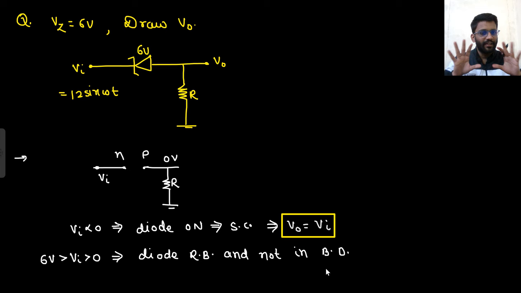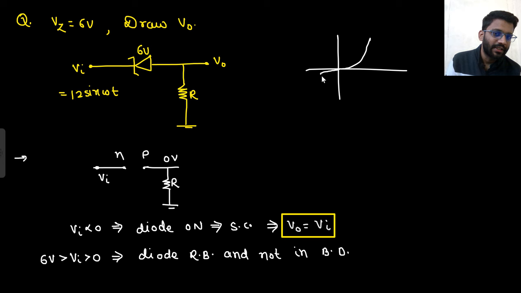I hope you remember the Zener diode concept. I hope you have studied it. In forward bias, it acts the same as the normal diode. In reverse bias, until it goes into the breakdown region, it remains the same. And when it goes into the breakdown region, it gives a constant voltage. Right? I hope you remember.